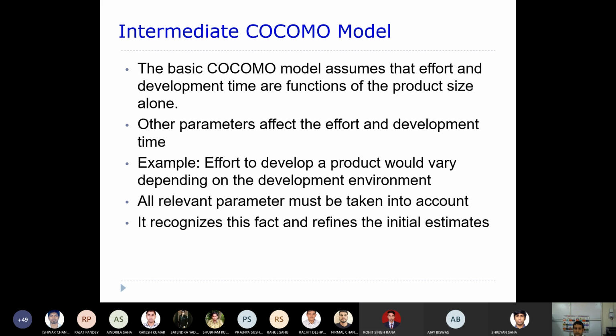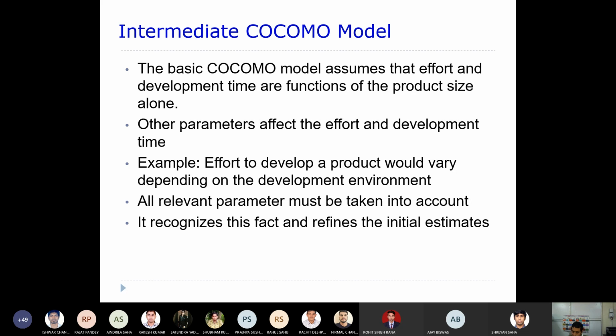So there are NetBeans and Eclipse, for example. There are various IDEs available through which you're not really required to remember all of your APIs. That will actually help you to write the program very quickly, right? So that is an example of the development environment. If you are using better tools, usually you will require a little less time to complete that particular project.